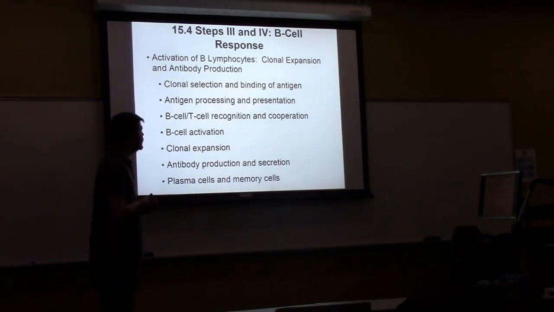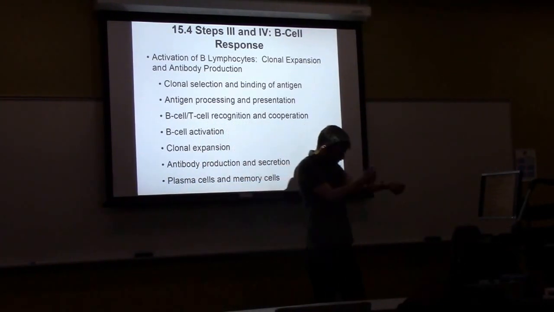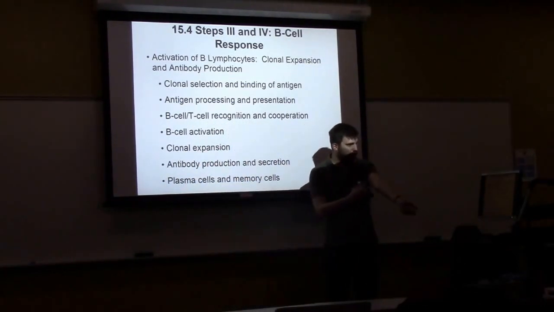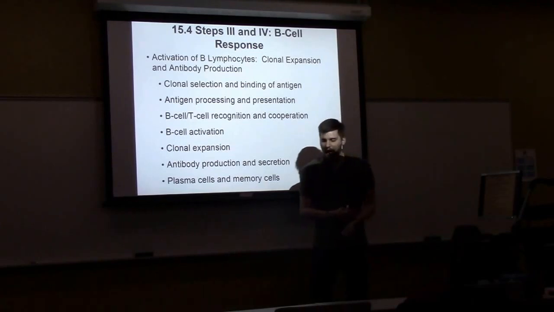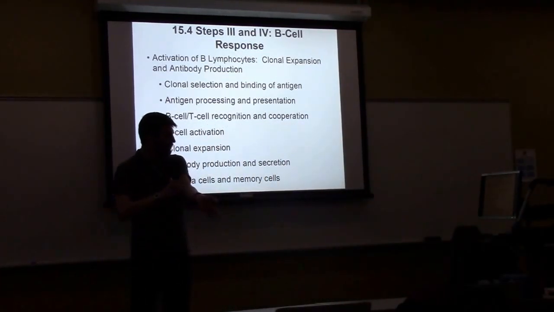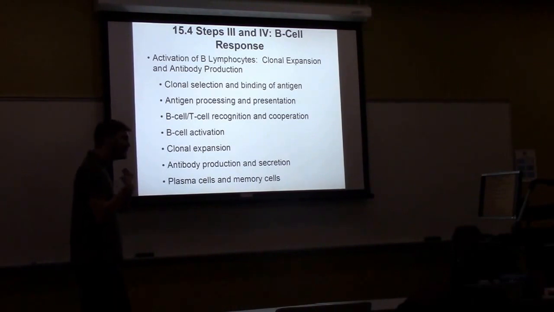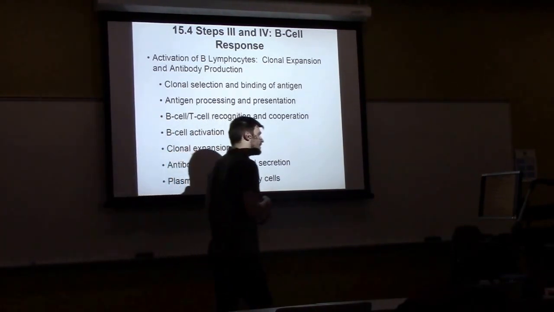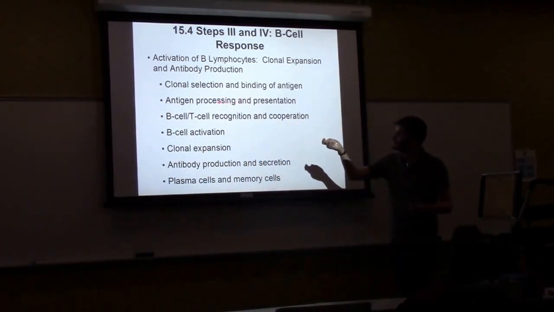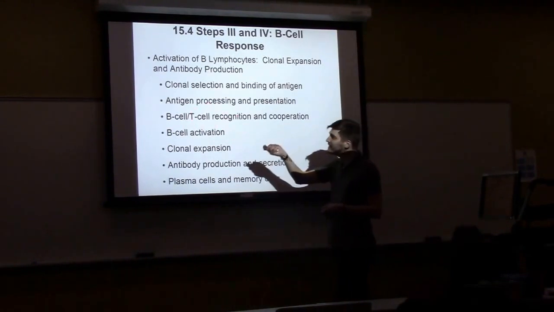Okay? So what tends to happen is, let's say I jab myself in the arm, I get inflammation, and I get all these cells recruiting to the area. After a little while, B cells will actually work their way into that area where the site of infection is, and then they will try to bind to the antigens that are present there. If they happen to bind to the antigen, they then internalize it through phagocytosis, process and present it on MHC class II, and they will present it to T cells.